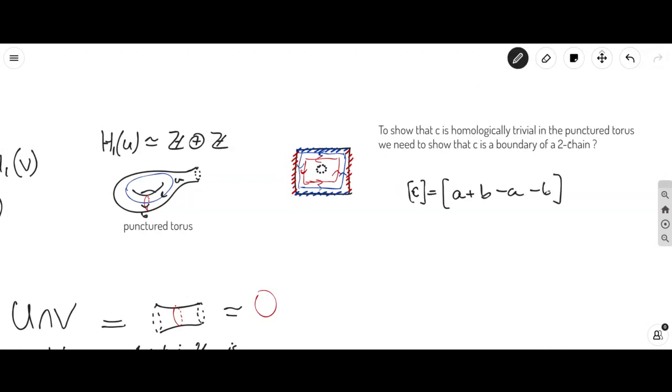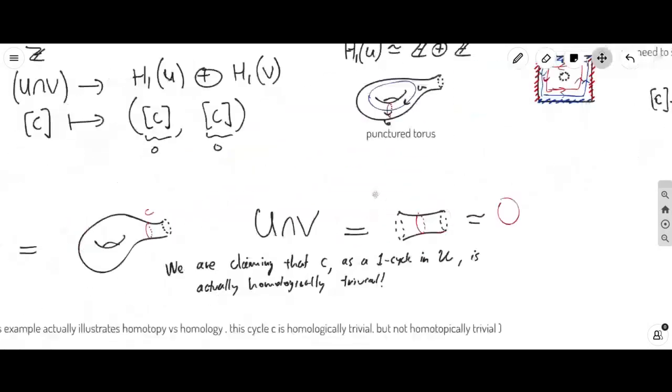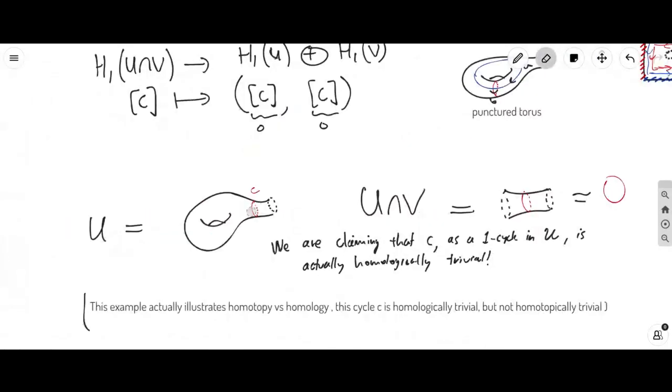For those of you who have seen how you use the Seifert-van Kampen theorem to compute the fundamental group of the torus, this will feel very reminiscent of that. But the big difference is this is all commutative. And in the end, what are you getting? A minus A, B minus B. And so you end up getting just a homology class of 0. So we have shown that the homology class of C is actually trivial, which is really surprising. If you look at this picture, you would not say that C is the boundary of a 2-simplex, but it is.